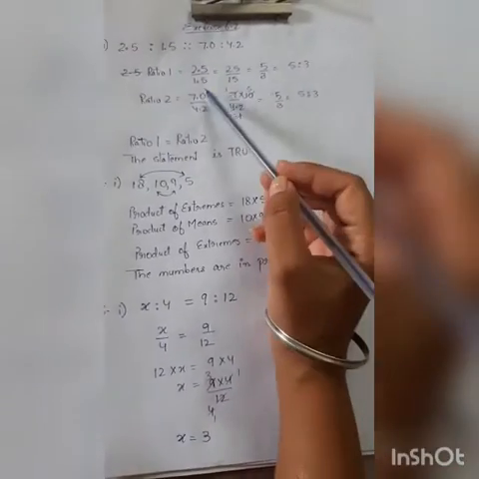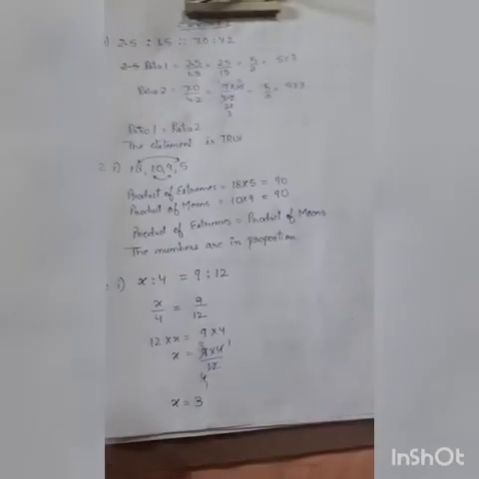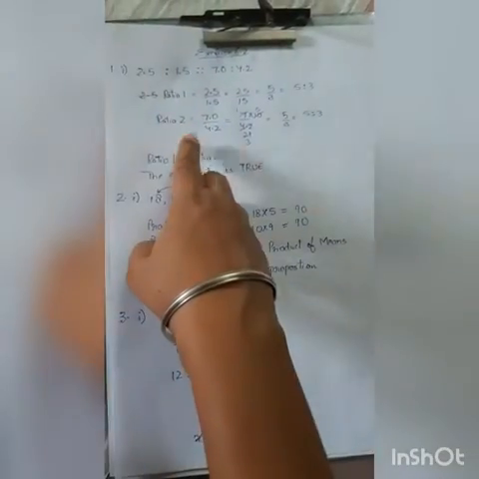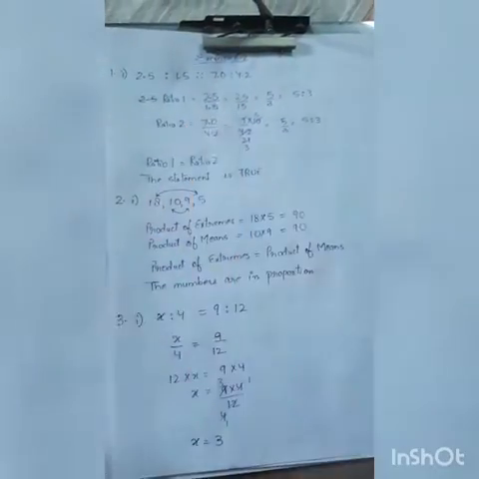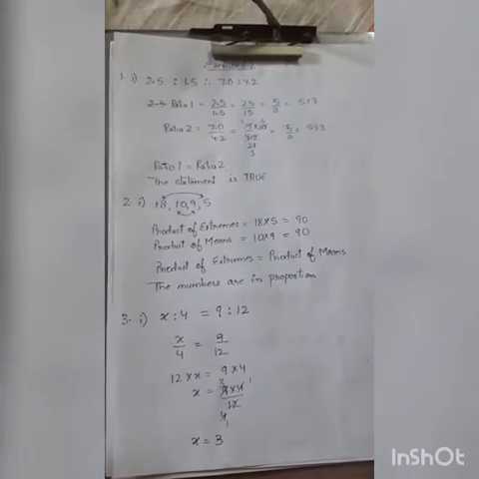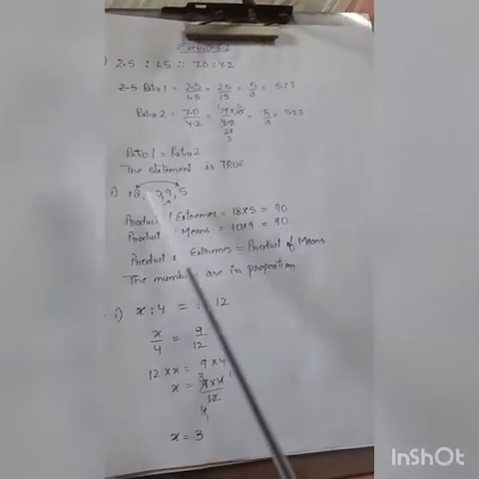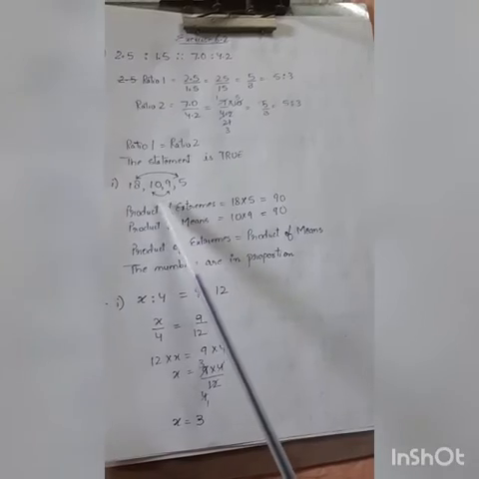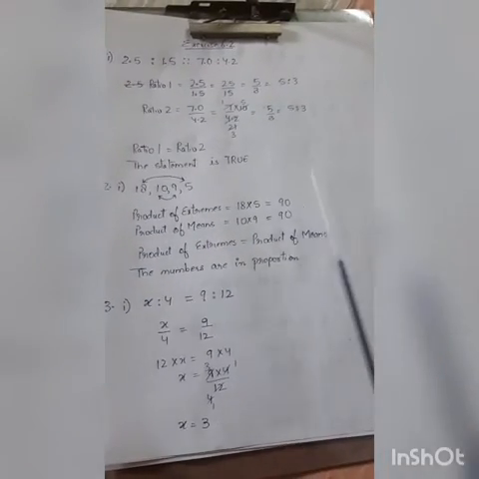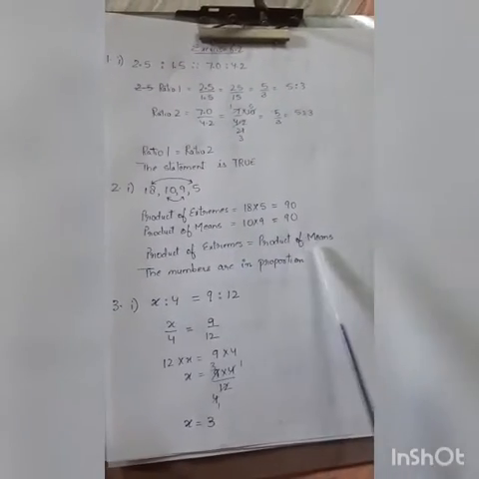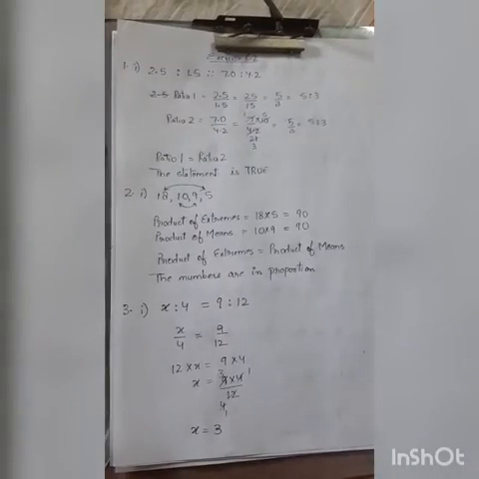So don't let students think that this decimal cuts with this decimal, because here it is 1 place decimal, but here this is no decimal, okay, because 7.0 means 7 only. So ratio 1 and ratio 2 are coming same, so we can say the statement is true. That was question number 1. Question number 2, first part. Product of extremes I found, product of means I found, okay. So both were coming same. So product of extremes equal to product of means, the numbers are in proportion, okay.